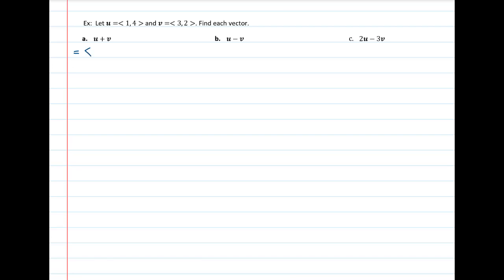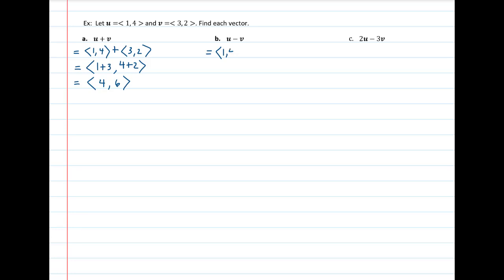All right, here we have some examples to practice these operations. Given u equal to 1,4 and v equal to 3,2, find each vector here. Notice how all of these are going to give us a vector back, so we should have a component form at the end, right? So adding the components, we're just doing u plus v. We get 1 plus 3, comma 4 plus 2, so the vector is 4, 6.